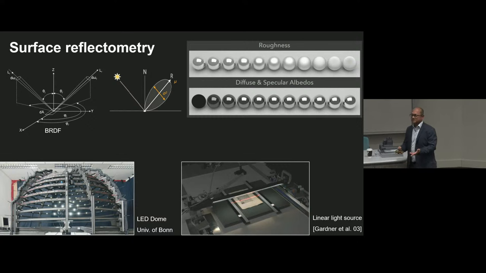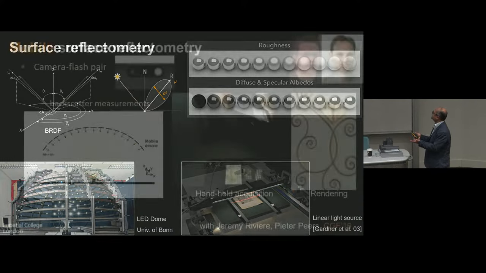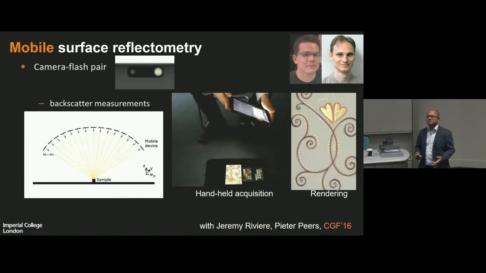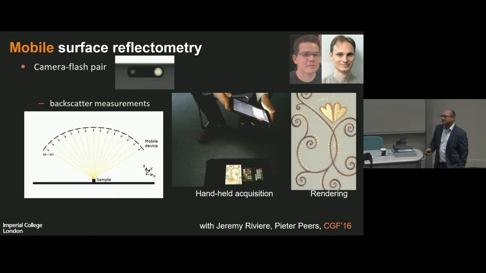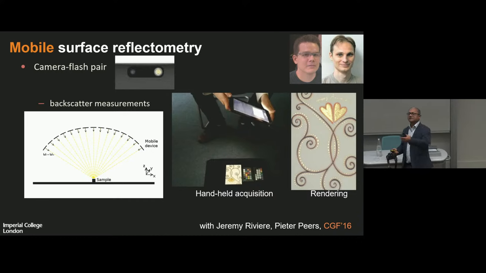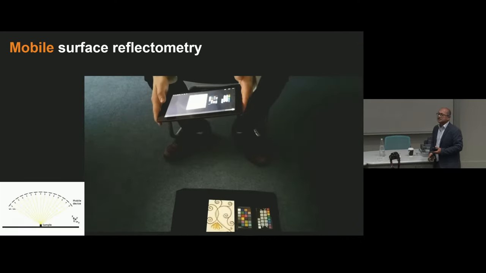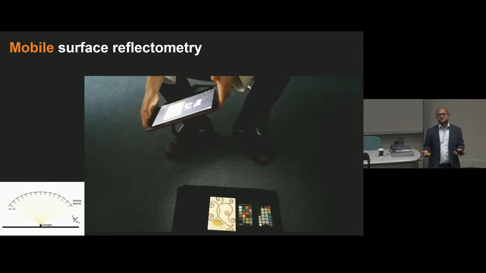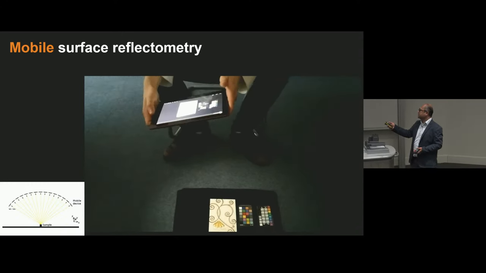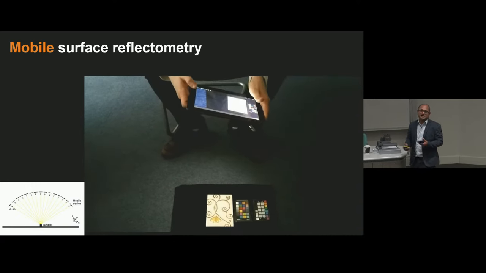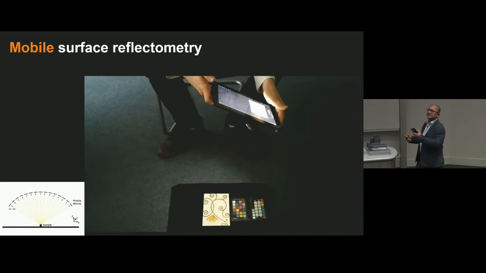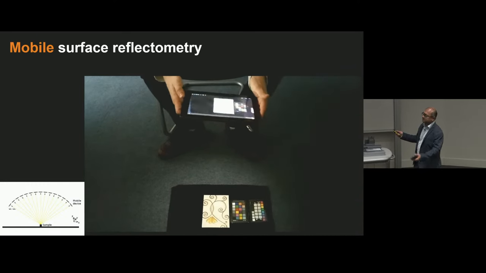Usually you will take a dense measurement and fit it to a model that explains these high-level aspects. So instead of doing dense measurements, with my first PhD student at Imperial, Jeremy Rivera, in collaboration with Peter Pierce, who's my long-term collaborator at the College of William and Mary, we thought, let's take a mobile device, and it has a flash and a camera next to it, and can we do just some handheld measurements like this and acquire the surface reflectance properties? When you do this, what you're doing is you're sampling only the backscattering directions, unlike a proper gantry where you have all the possible combinations.